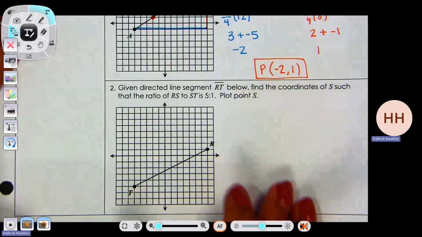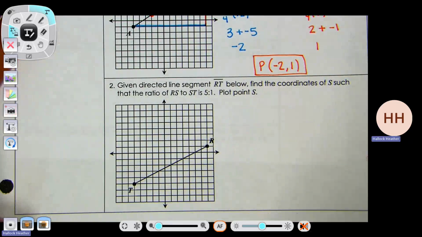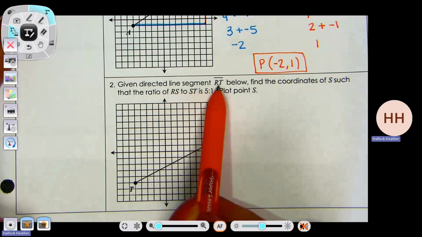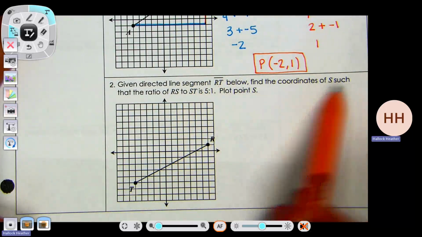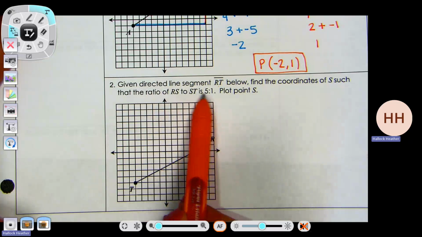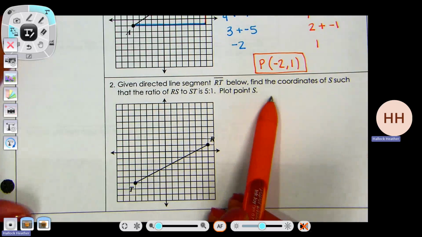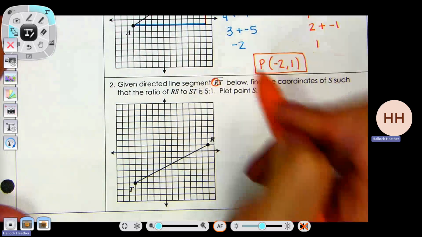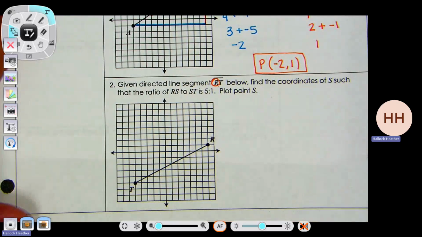Okay, let's try number 2. So number 2, same thing. It says, given the directed line segment R to T below, find the coordinates of S such that the ratio of RS to ST is 5:1. Plot point S. So let's figure out where we're starting. We're starting at R because it says R to T is my direction.